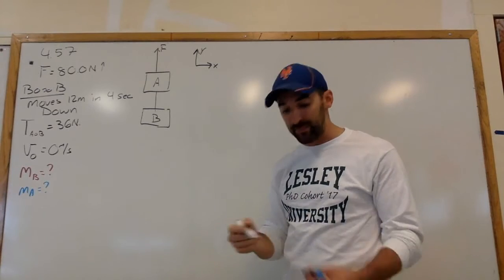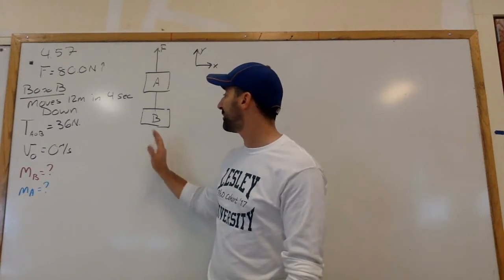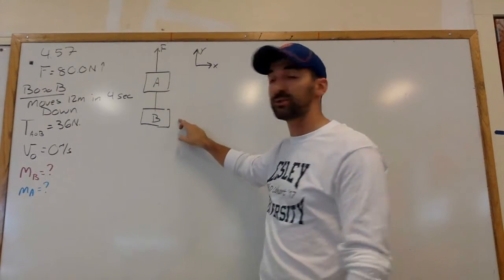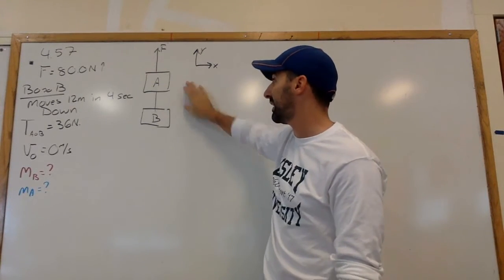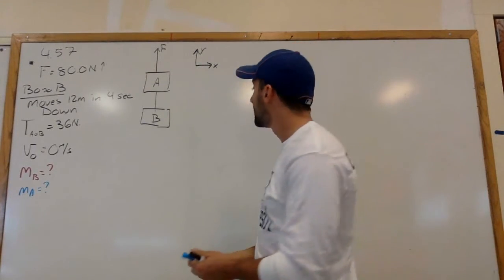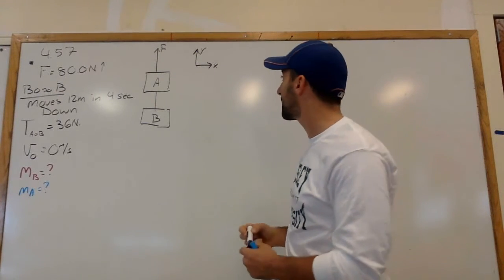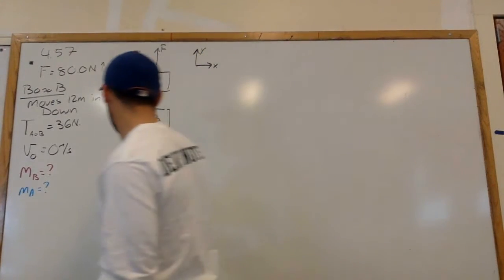Next, with every free body diagram or Newton's laws problem, we definitely want to draw some free body diagrams. And I have two objects here. I've got object A and object B. So I need two free body diagrams, a free body diagram for A and a free body diagram for B. So I'm going to do A first. A is going to be a little bit more complicated, but I'm still going to do A first just because numerically that's what it is.